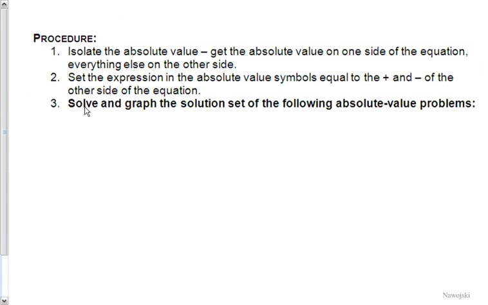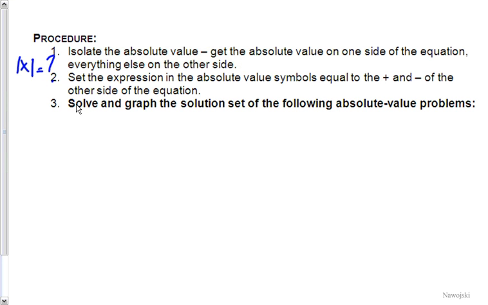Number one, always isolate your absolute value. You get the absolute value on one side of the equation, everything else on the other side. You want it to look like the absolute value of x equal to something. Then after that, you set the expression in the absolute value to two separate things. You can have one or the other. It can be both of those.